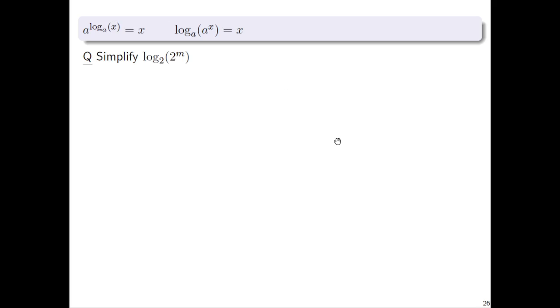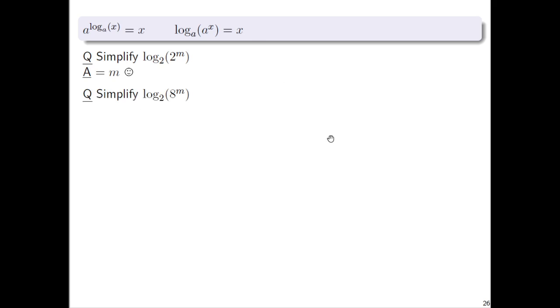So let's apply these two new formulas here. First, we'll start easy. Log base 2 of 2 to the m. That looks like the left side of the second formula, and so it all just simplifies to a plain old m. A is 2, m is what we plug in for x, and we just get m. That's nice, but that was too nice. Let's try a harder problem.